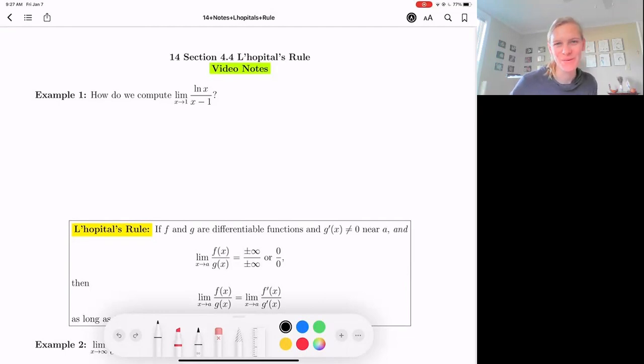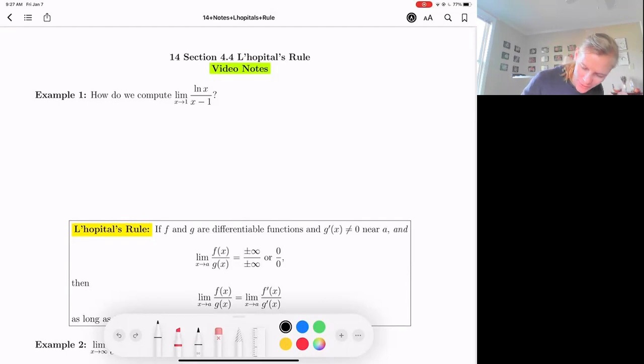Hopefully you can remember, but last semester, the first thing we would have done is we would have plugged 1 into this equation to see what happened. When I plug 1 in, natural log of 1 is 0, and 1 minus 1 is 0. So I get 0 over 0. Remember, 0 over 0 doesn't mean that this is undefined. It doesn't mean it doesn't exist. It doesn't mean the answer is 0. It means we have no idea what's going on. So what we need to do is figure out what's happening here.